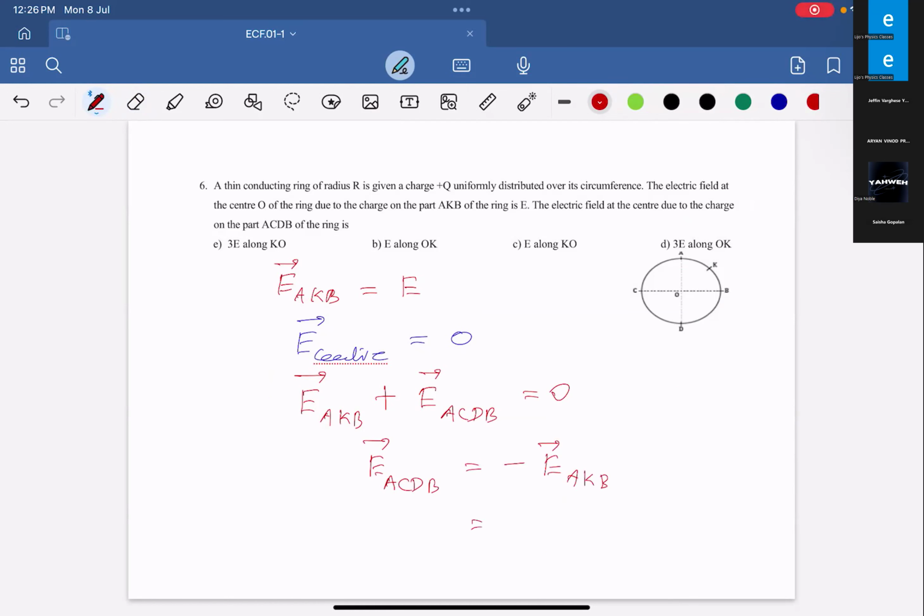And I know one thing. EAKB value is E. So I can put E here. Negative of EAKB means what? AKB's electric field is in this direction. So negative of it means opposite to it. Which is in which direction? From O to K. So I can say along OK. E along OK is the final answer. Answer is option B. All of you got it?